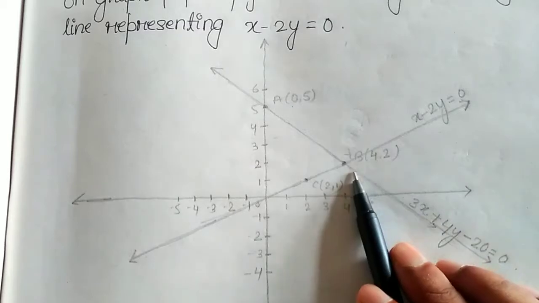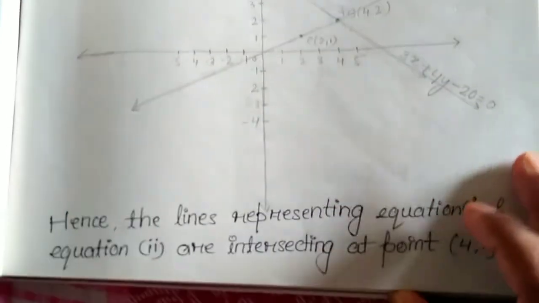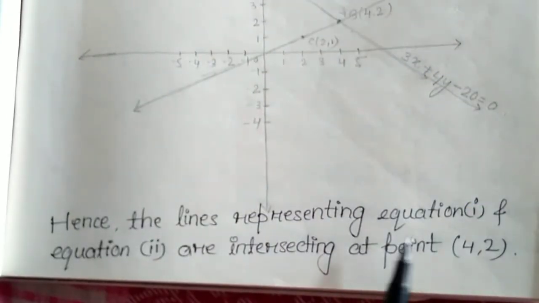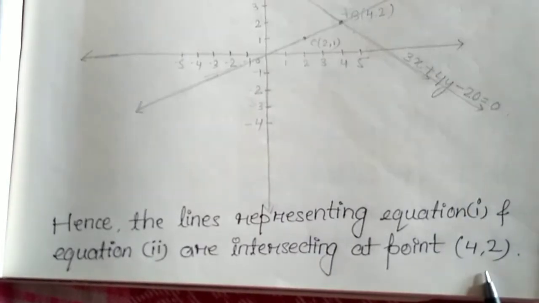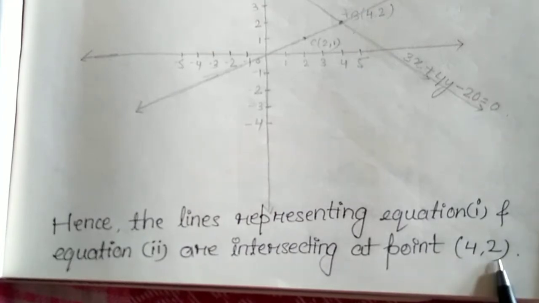Now you see the two lines are intersecting at B, 4, 2. Hence the lines representing equations 1 and 2 intersect at the point 4, 2. The point of intersection gives you the solution of the pair of linear equations. So what was x? x was the number of times she took the ride, so she took the ride 4 times. The first place stands for x, the abscissa, and the second place is y, which represents the number of times she played hoopla. So you can solve a pair of linear equations graphically by this method.